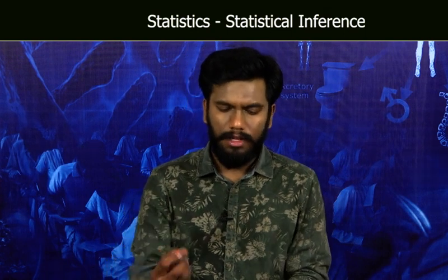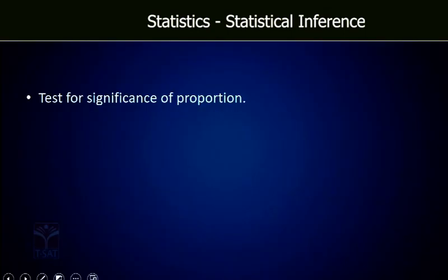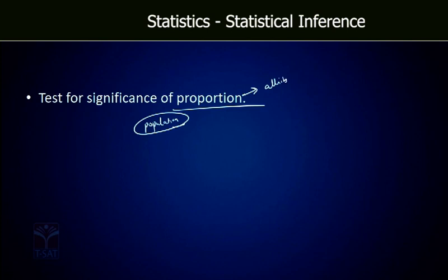Now, test for significance of the proportion. Let us consider a population. So this test for significance of the proportion, we majorly do it for attributes.